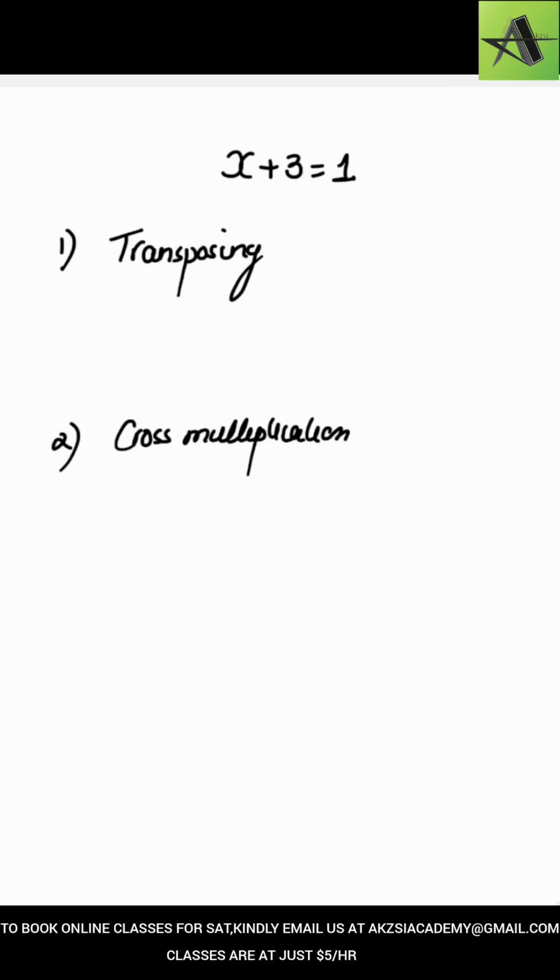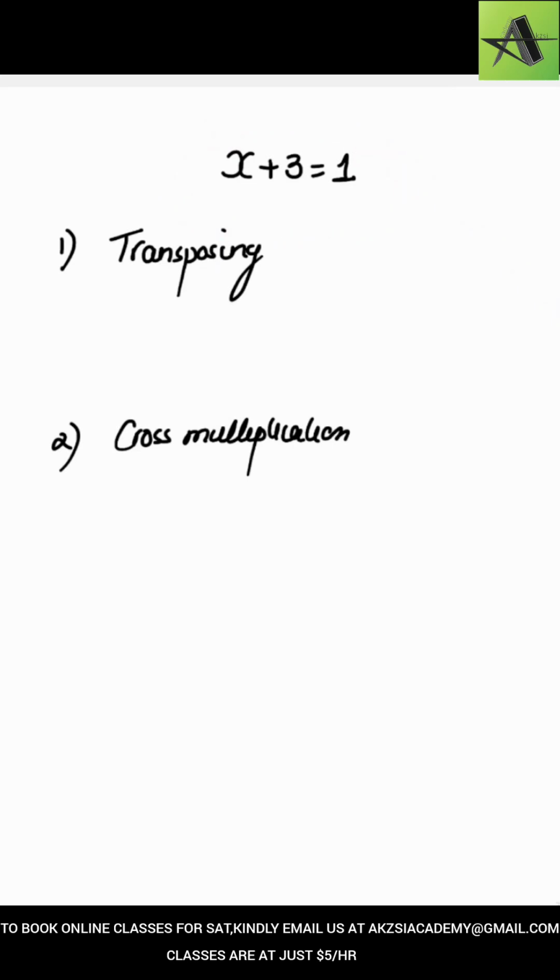If the question is to solve the following linear equation, it means they are asking you to find the value of x. And to find the value of x, you have to isolate x. Isolating means you have to make x alone. Take the equation x plus 3 equals 1. Here, the 3 is with x. It's not alone. You have to make it alone. You have to isolate it. And in order to do it, you just have to move 3 to the other side, because that's the only way by which you can isolate x.